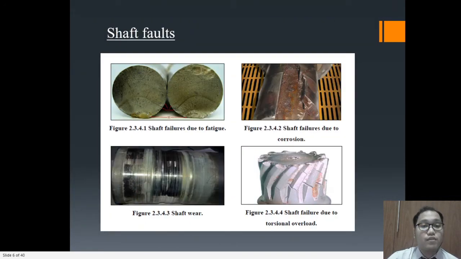Here we have four types of commonly found shaft faults. The first figure shows shaft failure due to fatigue. Second is shaft failure due to corrosion. Third is shaft wear. And lastly is shaft failure due to torsional overload.